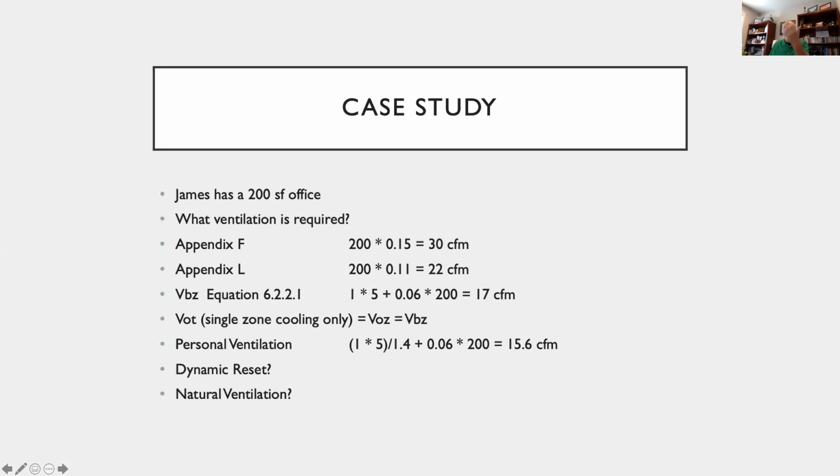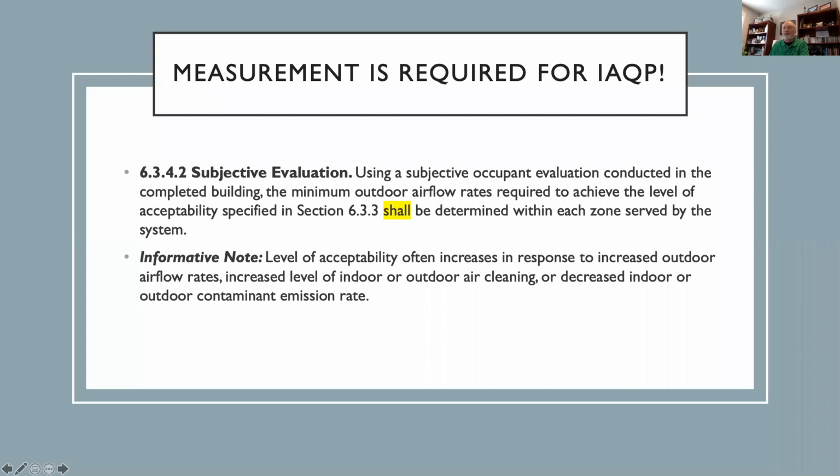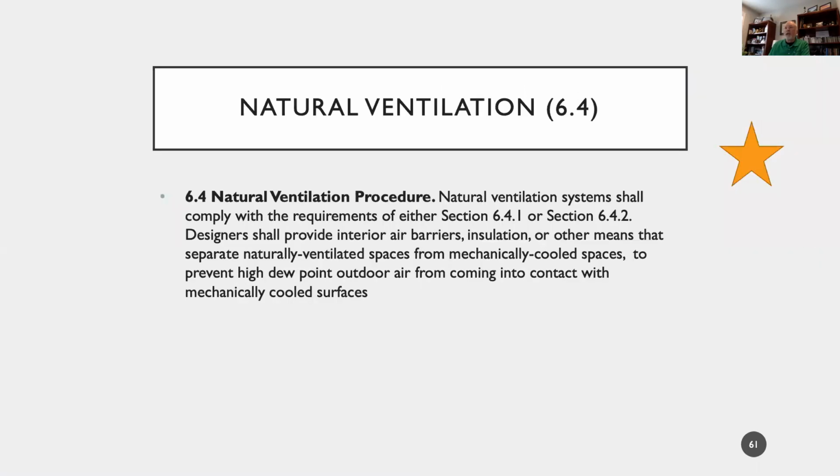If you got a lot more people, a lot more density than one person per 200 square feet, you're going to get different numbers. One slide on IAQ. If you're using the IAQ procedure, you shall determine these minimum outdoor airflows and use a subjective occupant evaluation. So you've got to actually have people come in and judge the acceptability of the air in the space. That's a requirement that's been there for decades, right? Generally ignored, but it's a real requirement.